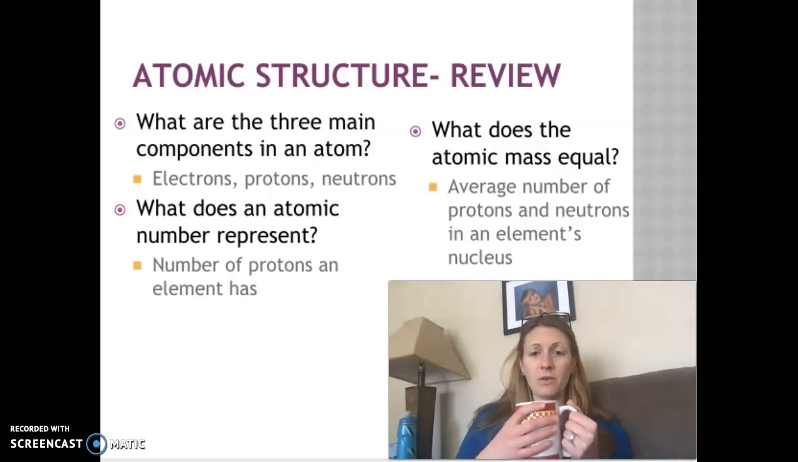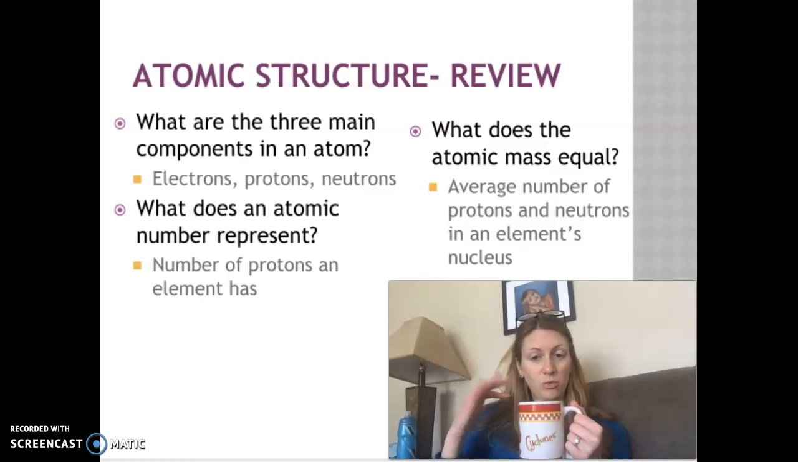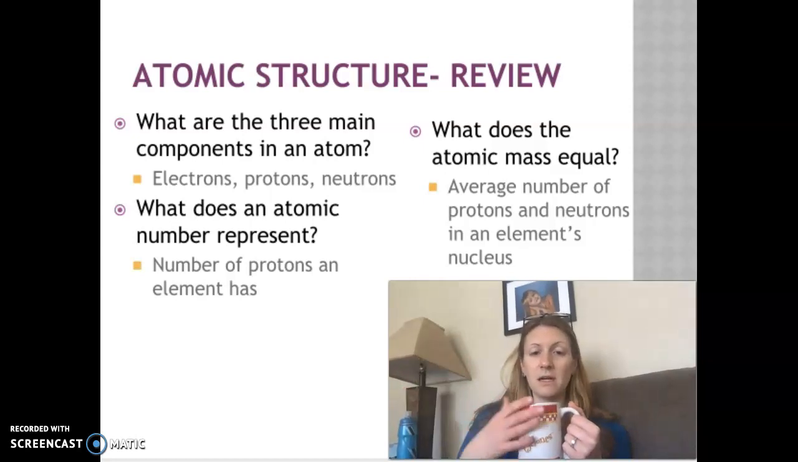So first we just want to have a little reminder. What are the three main components in an atom? At this point we should know protons, neutrons, and electrons. That should roll off your tongue like the ABCs. Electrons are negative, protons are positive, and neutrons are neutral, which means they have no charge.